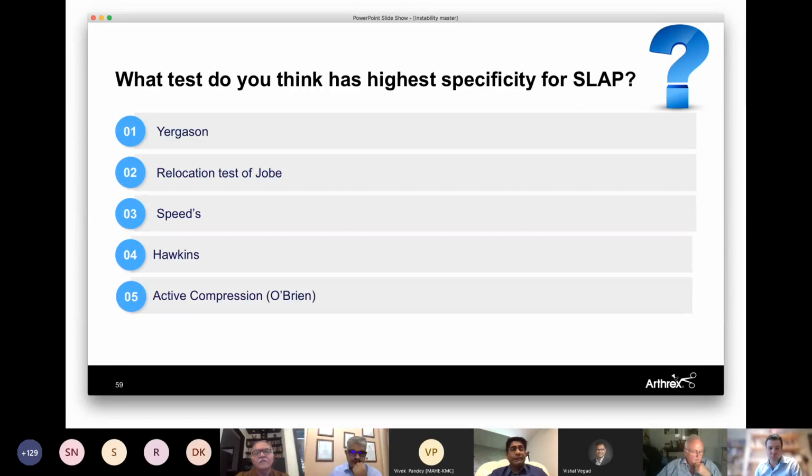I've made a mistake on the slide. This should be sensitivity for SLAP lesions, a positive test in the presence of disease. Sorry.